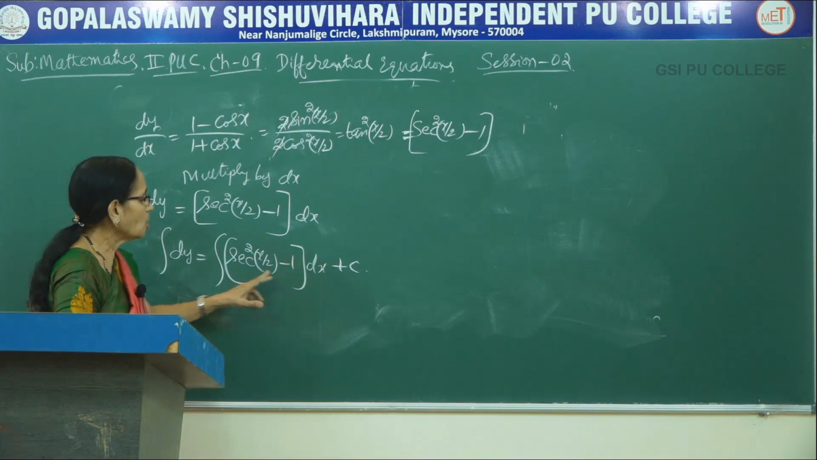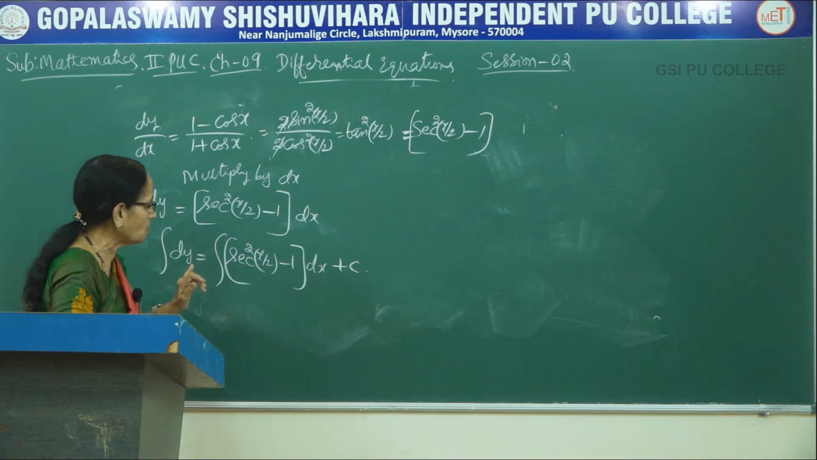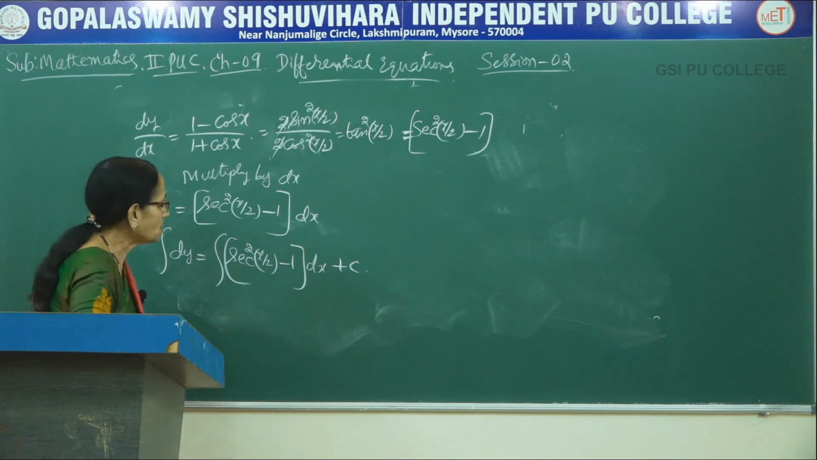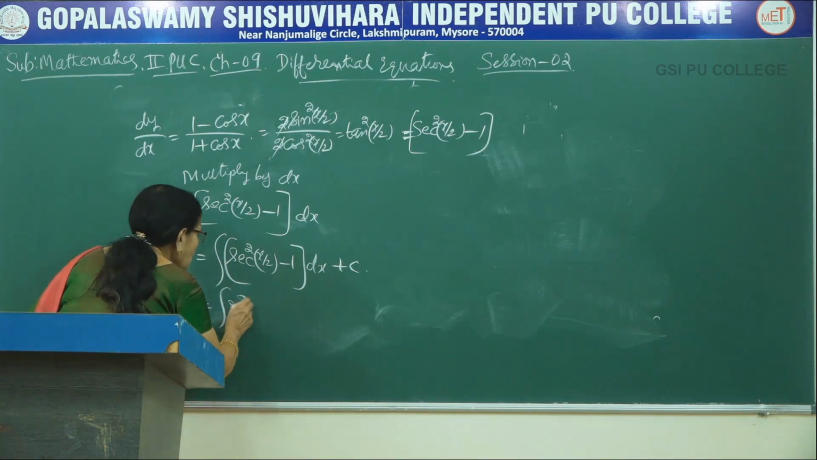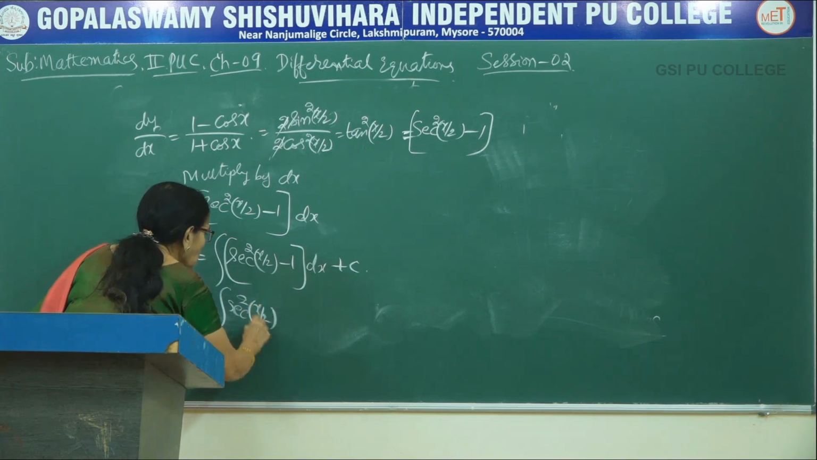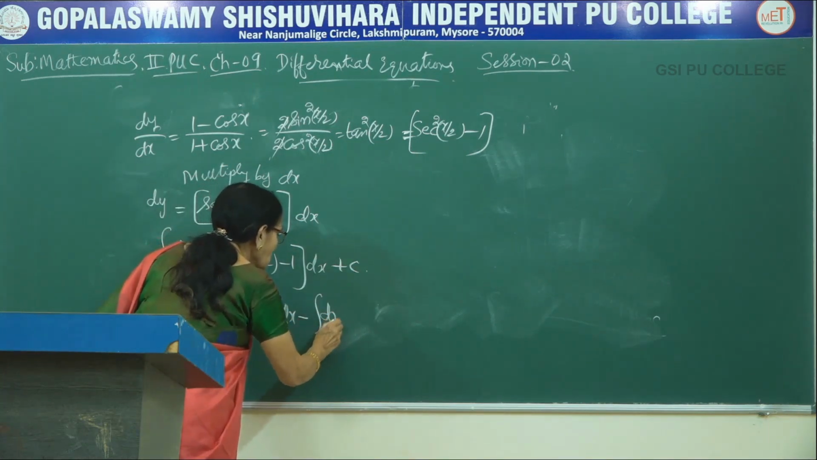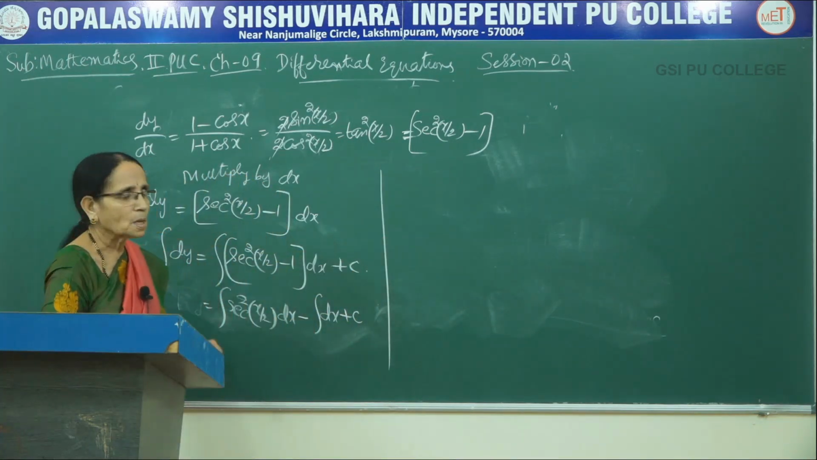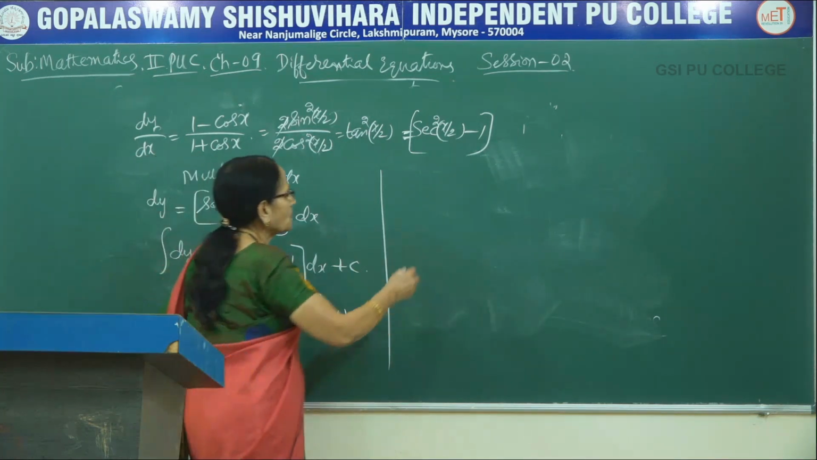Now, how many terms? Left hand side integral dy means it becomes y, no problem. Right hand side we are having two functions here. So, let us split and write, that is integral secant square x by 2 into dx minus integral 1 into dx plus the constant. Now, see, they have been separated. Let us do the integration.